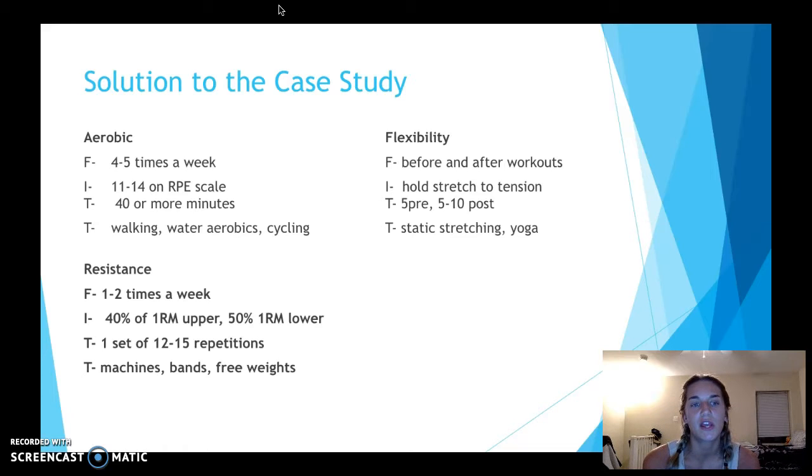Moving on to resistance training, frequency is 1 to 2 times a week, at 40% of 1RM for upper body and 50% of 1RM for lower body, 1 set of 12 to 15 reps working the major muscle groups. For Judy, probably mostly machines, but she can also do bands and free weights if she would like. Flexibility before and after workouts, definitely. She should hold a stretch to a point of tension, 5 minutes minimum pre and 5 to 10 minutes post. I would suggest static stretching. She can include dynamic if she'd like, and also some yoga on the side.